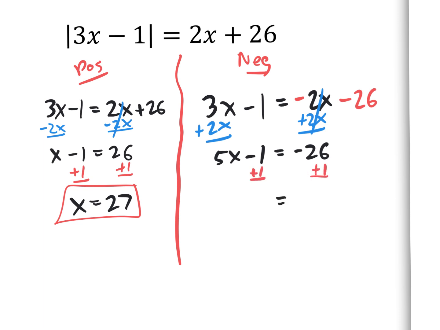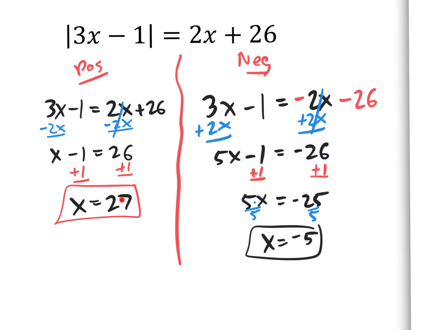Your new equation is 5x is left over on the left side. Negative 25 is what's on the right side. You're going to get rid of that multiplication of 5 by dividing by 5 and dividing by 5, getting your final answer x equals negative 5. Maybe, because we need to double check it.